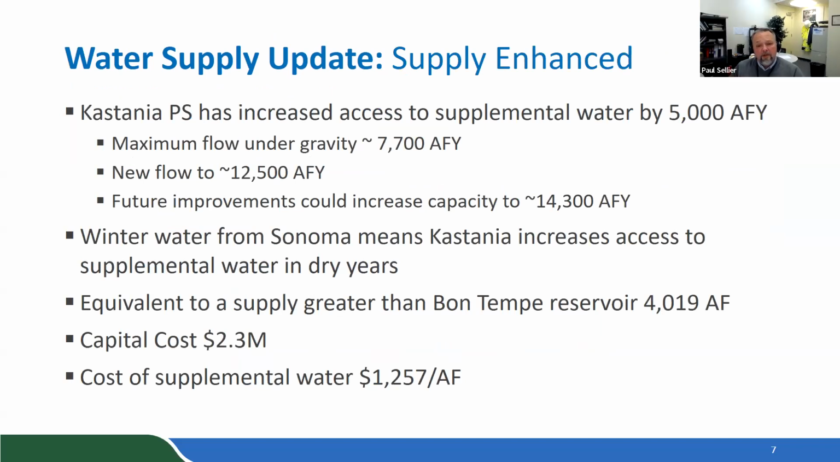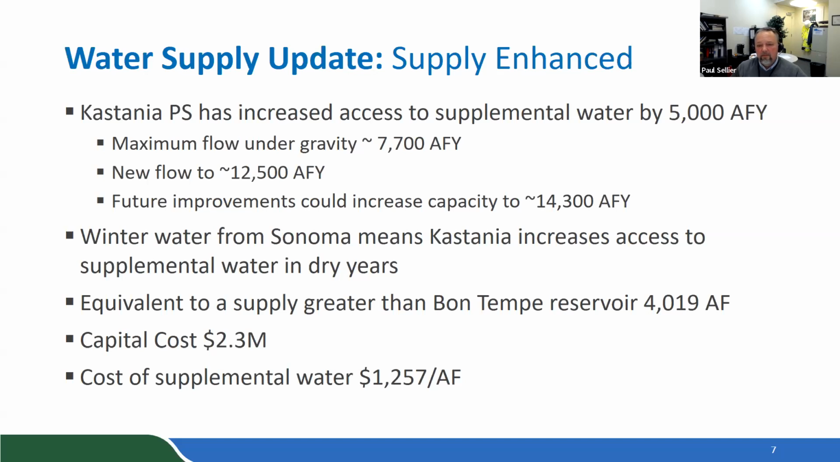So our operations plan, we're doing pretty well. That's the overall message from the operations plan. It's tracking fairly well. It's not the only thing that we're doing right. The engineering team has completed phase 1 of the Castania pump station. This really is a significant water supply enhancement for us, and it's going to bring in around 5,000 more acre feet than we currently could get under the old gravity system. And with future improvements, we can move that up to the full 14.3 from Sonoma.